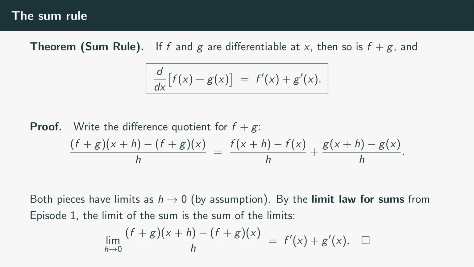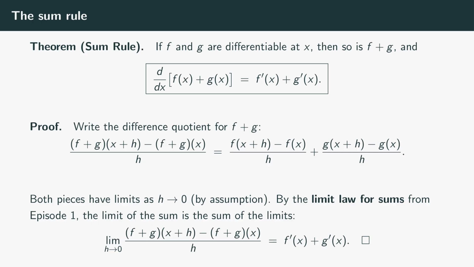On to the sum rule, which says exactly what you'd hope. The derivative of f plus g is f prime plus g prime. The proof is almost suspicious in how short it is. Write the difference quotient for f plus g. The numerator is f plus g at x plus h minus f plus g at x. Regroup as f at x plus h minus f at x plus g at x plus h minus g at x. Divide by h, split the fraction, and you have the difference quotient for f plus the difference quotient for g. Each piece has a limit as h tends to 0 by assumption.